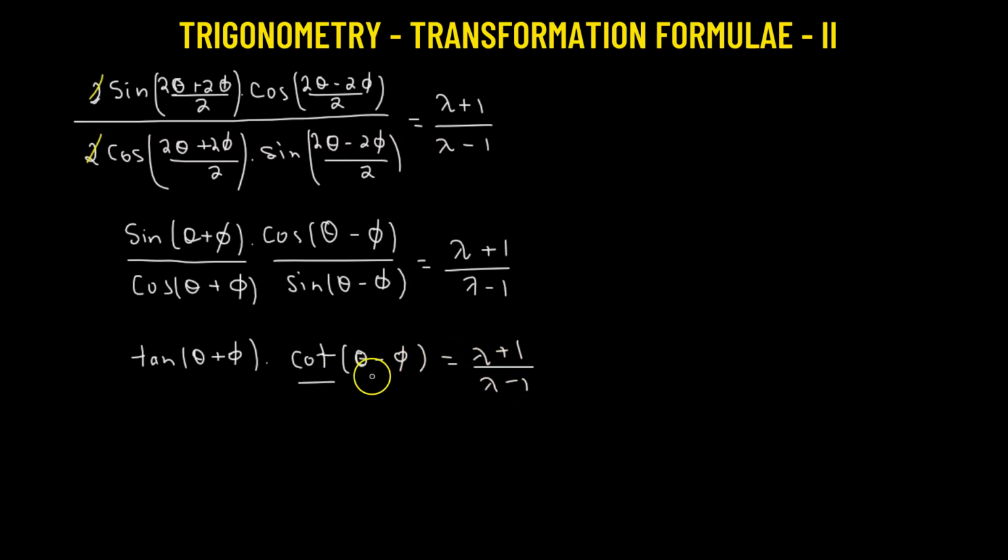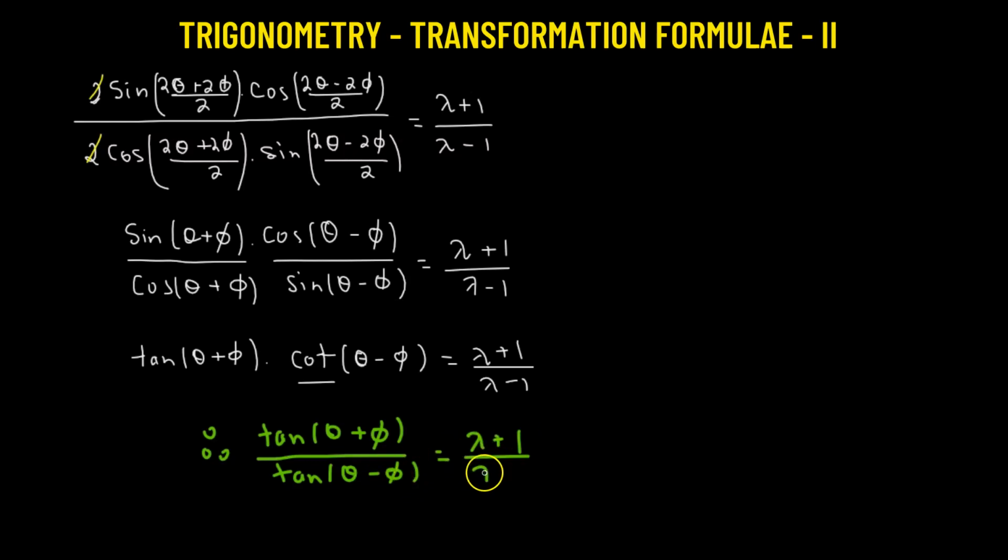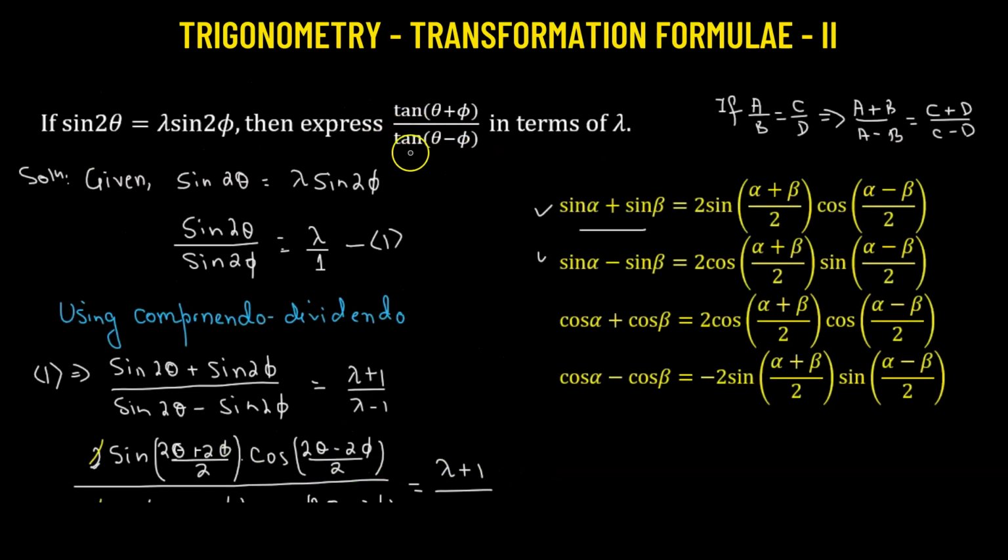But we know that the cotangent function is the reciprocal of the tangent function. Therefore, we have tangent of theta plus phi, and we take the reciprocal of the cotangent function. This becomes simply tangent of theta minus phi, which will equal lambda plus 1 over lambda minus 1. So we have successfully shown that this is equal to lambda plus 1 over lambda minus 1.